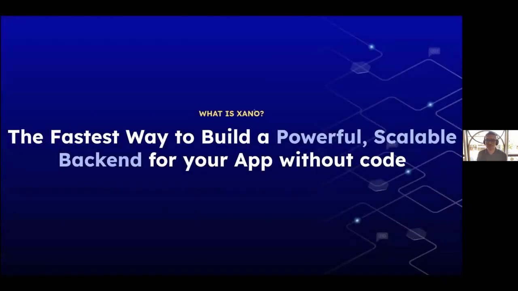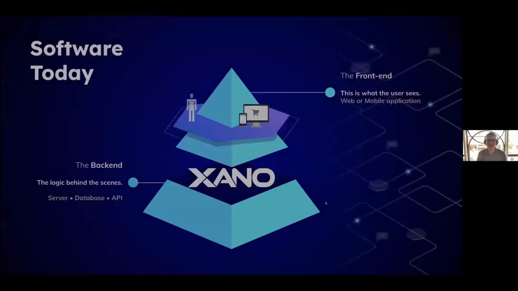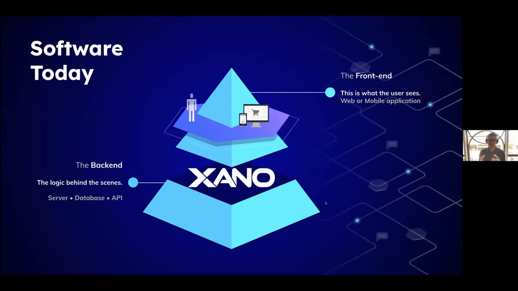So first and foremost, just what is Xano? We like to say that Xano is the fastest way to build a powerful, scalable backend for your application without code. But in order for you to understand the value of what this means, you have to know what the backend is. The way we like to talk about software development today, there's the front end and the back end. I know a lot of you may know this already, but it's a good primer as we move forward into this build session.